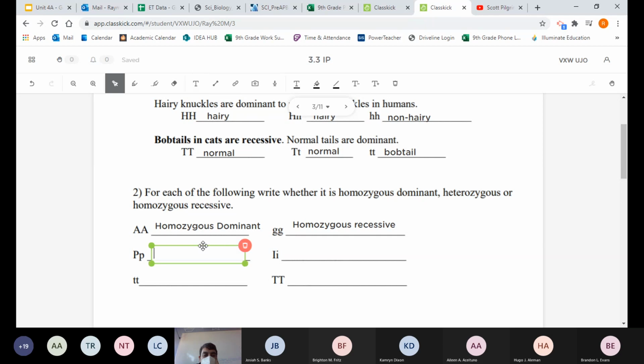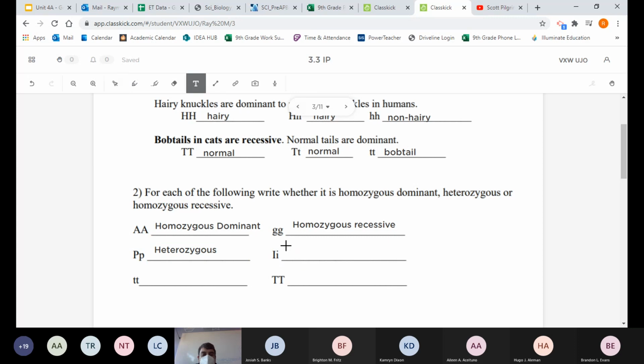All right, we got a big P, a little p. Is that going to be homozygous or heterozygous? Heterozygous? Very good, Josiah. Thank you. So we got a capital, we got a lowercase. That's going to make it heterozygous.